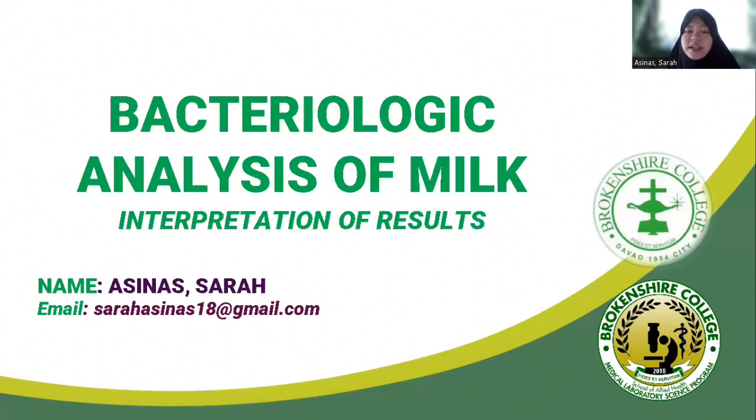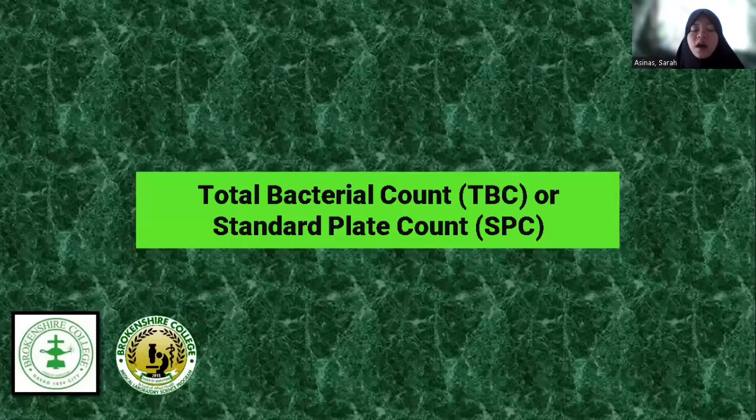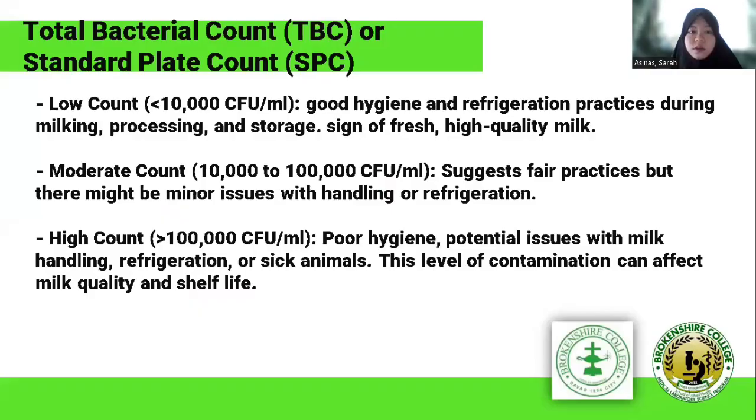I'm Sarah Asinas, and let's now proceed to the interpretation of results on bacteriologic analysis of the milk. First is the total bacterial count or standard plate count. If the TBC or SPC count is low, which is less than 10,000 colony forming units per ml, it indicates good hygiene and refrigeration practices during milking, processing, and storage, and a sign of fresh, high-quality milk. Next is the moderate count, which is 10,000 to 100,000 colony forming units per ml.